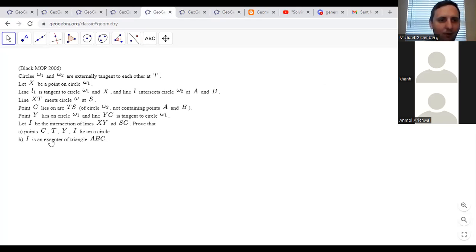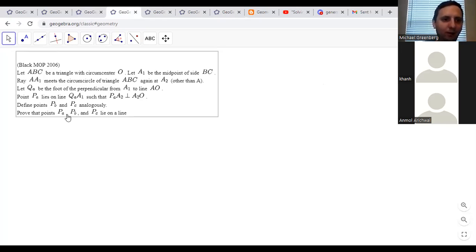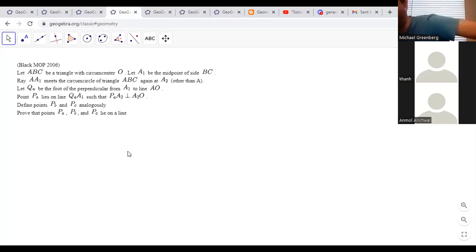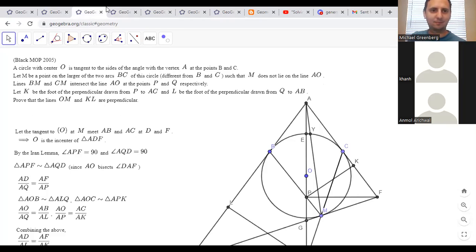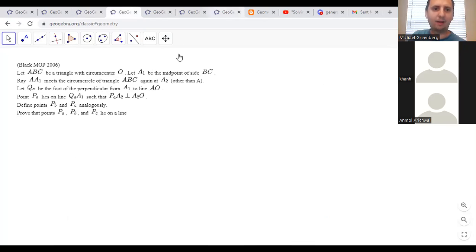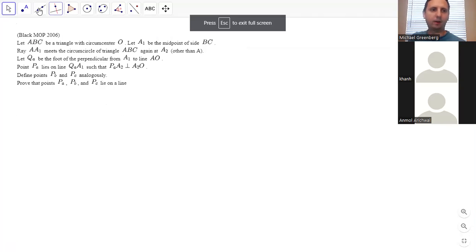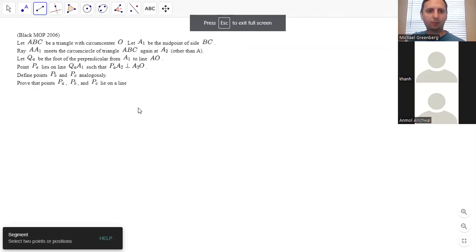And this one involves X centers. And this one is like you define these 3 points symmetrically and you show they're collinear. So which one do you guys want to choose? Let's do the symmetric one. Okay. Yeah. So this one, right? Yeah. All right. So we have a triangle with circumcenter O.